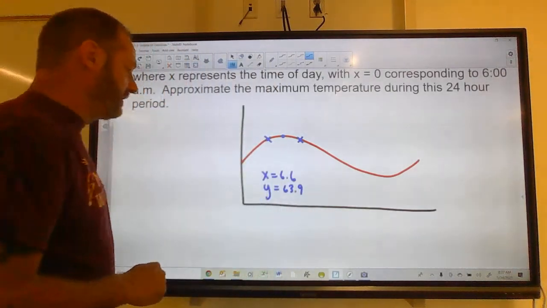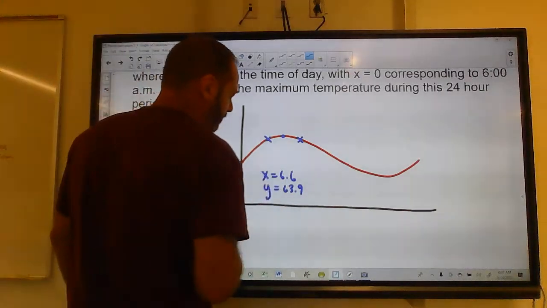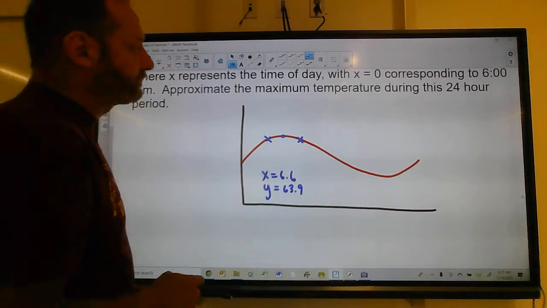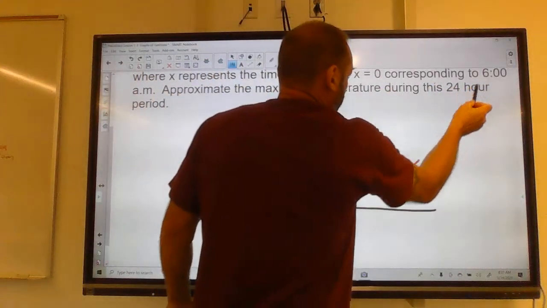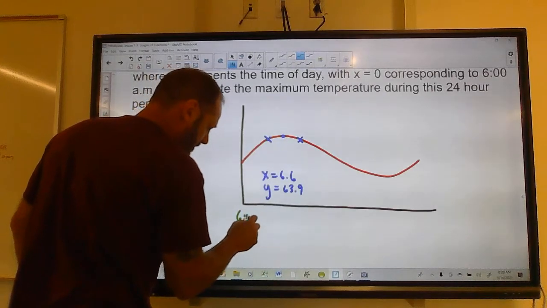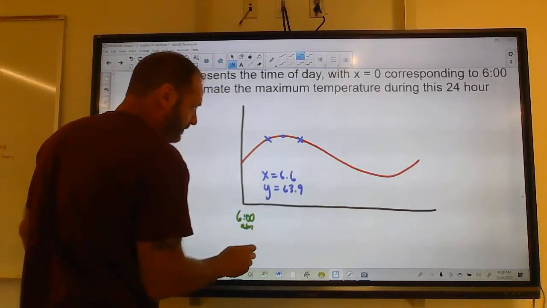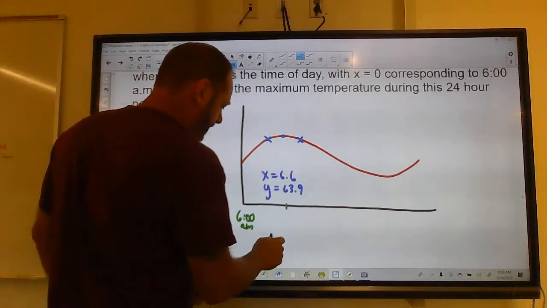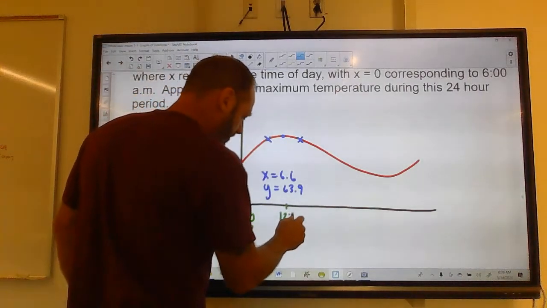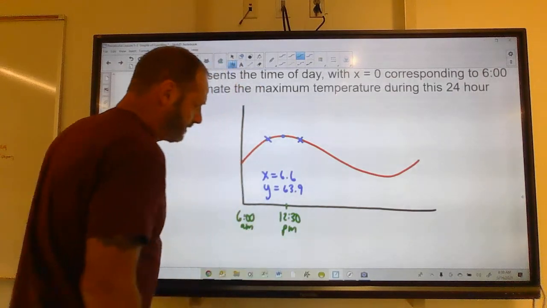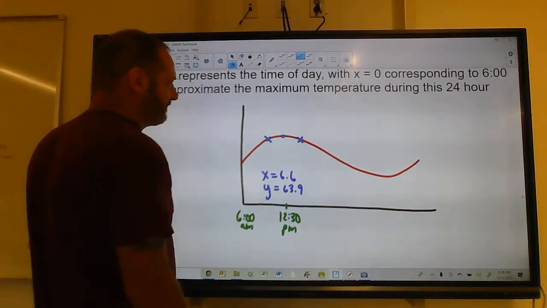Okay, so what does that mean? Well, this is hour 6.6. So remember that 0 is 6 a.m. So this is 6 a.m. right here. So this would be a little over 6.5 hours later. This is like 12:30-ish, or about 12:45-ish. Okay, and it's going to hit about 64 degrees.